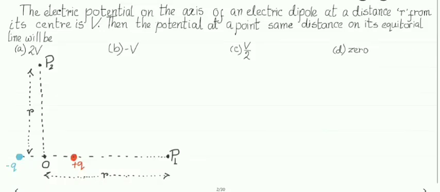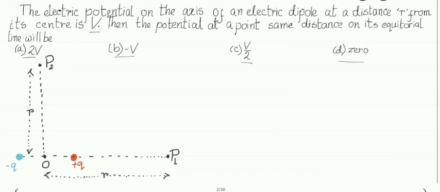Welcome everyone. The question is: the electric potential on the axis of an electric dipole at a distance r from its center is V. Then the potential at a point at the same distance on its equatorial line will be. Four options are given: 2V, minus V, V by 2, or 0.